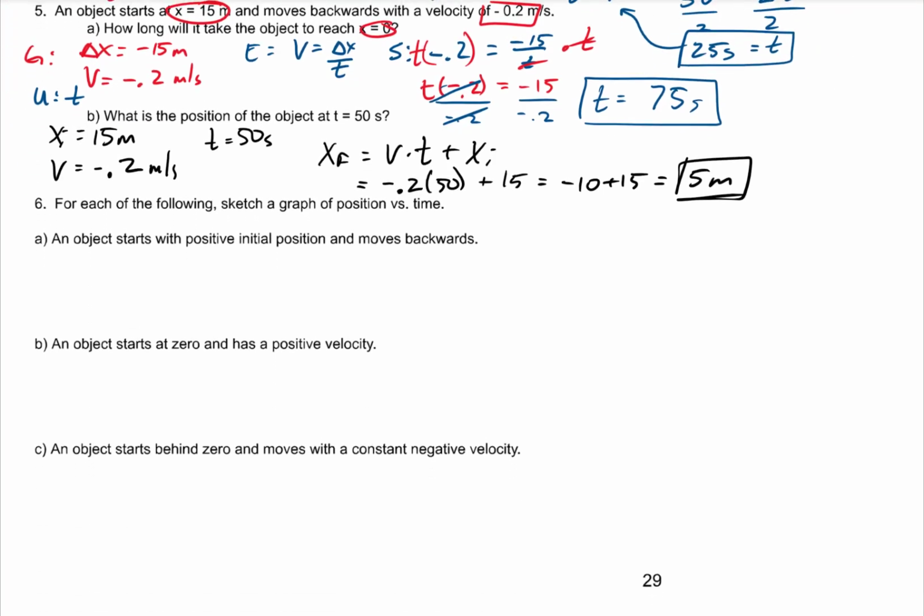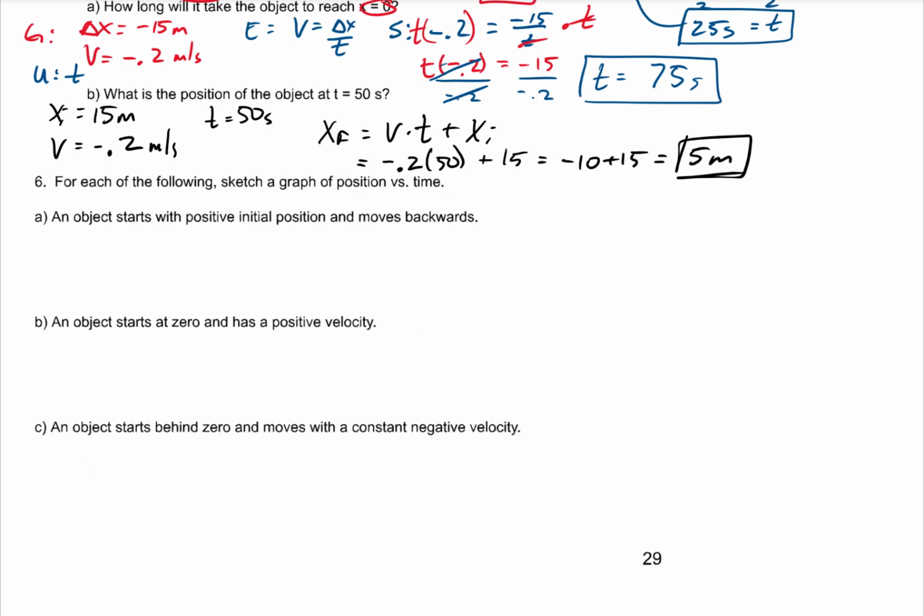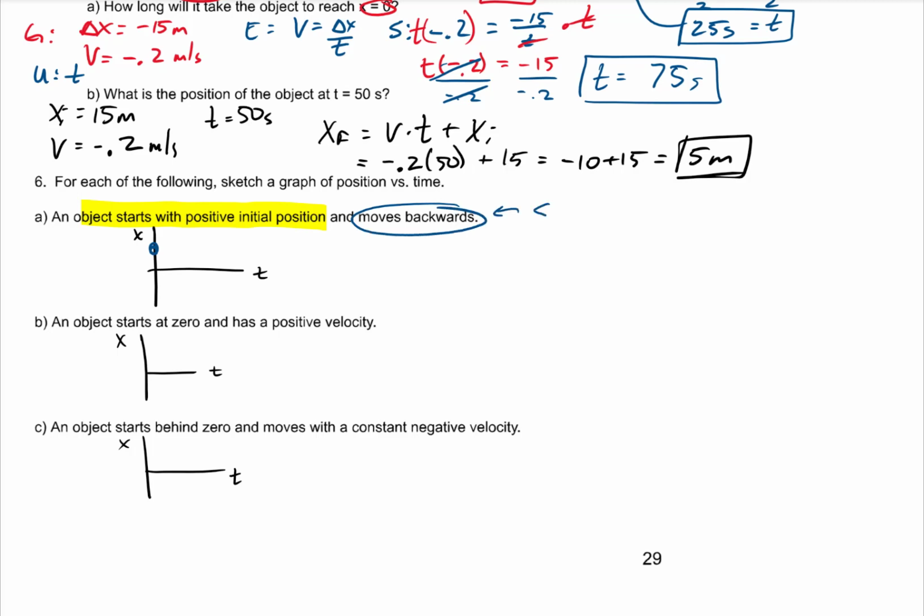Number 6, for each of the following, sketch a graph of position versus time. So we have position versus time for each one of these three things. If we look at this, the object starts with positive initial position. That's my y-intercept. It's telling me that I begin here with positive initial position and then moves backwards. That's telling me about my slope. If we move backwards, that slope is going to be negative. So we start with positive initial position and then we move backwards with negative slope.